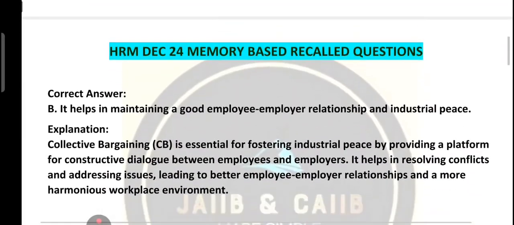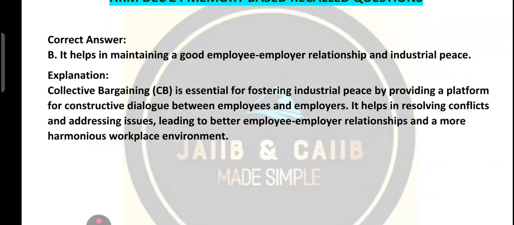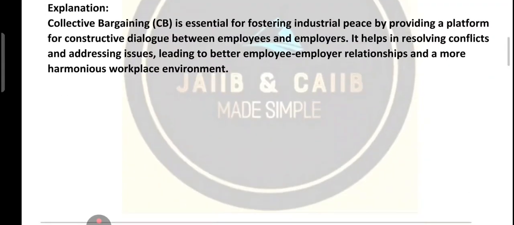So let's summarize the facts regarding collective bargaining. It is a peaceful way. Remember, collective bargaining is a peaceful way for employees. It improves communication and trust. It helps maintain industrial peace, and it is a win-win method to keep the workplace happy and smooth. Now, friends, let's look at the next term.